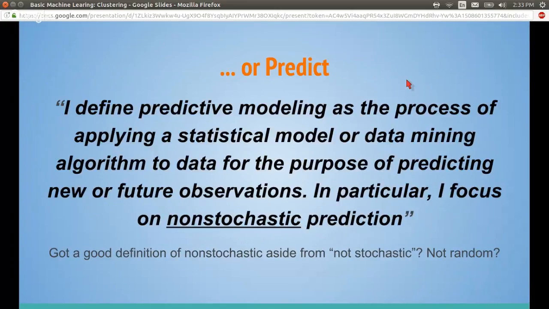And so if somebody can explain this to me, he talks about, I focus on non-stochastic prediction. I can't find that anywhere on Google, as to what that means. I know stochastic means data that has randomness to it. So I assume non-stochastic means it's non-random data, but if anybody watching this on YouTube can comment on what he's getting at there, I haven't quite figured it out.